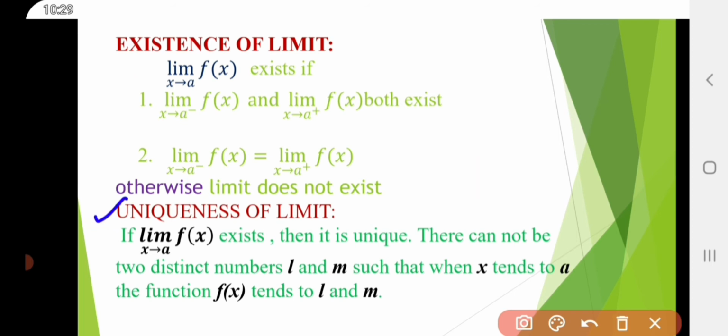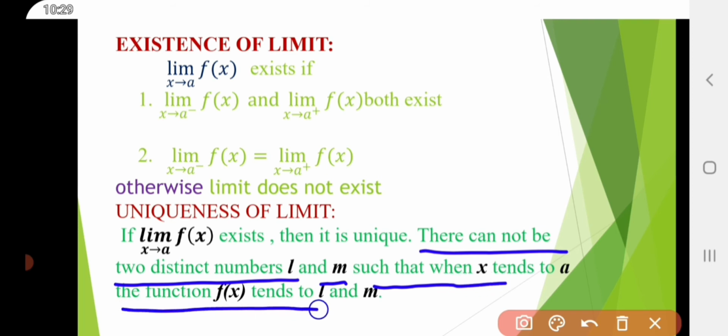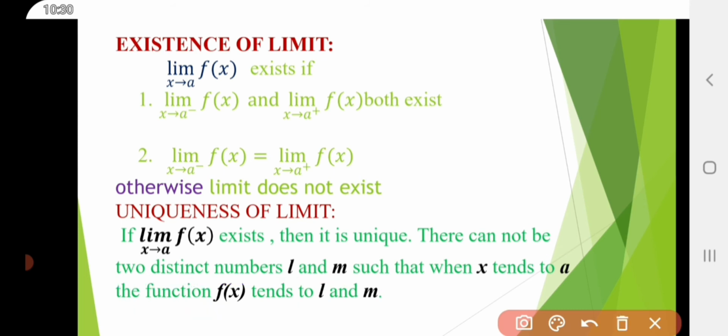Now come to uniqueness of limit. If limit x tends to a, f of x exists, then it is unique. Only one. There cannot be two distinct numbers L and M such that when x tends to a, the function tends to L and M. So when x tends to a, the function tends to L.